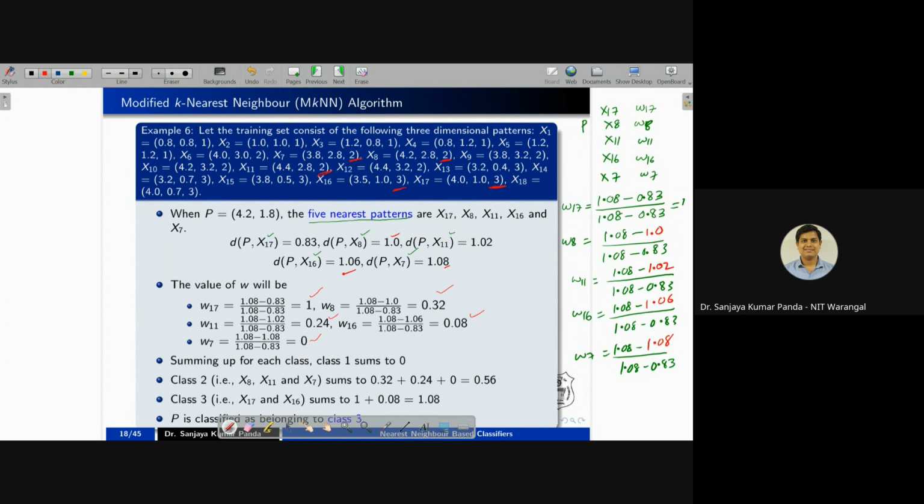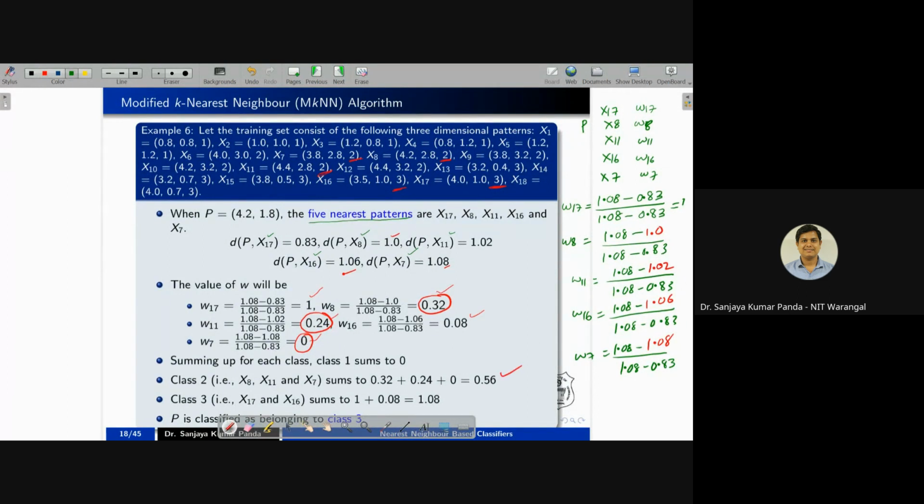But we have to see the weight wise. So we have to sum the weight of X7. X7 is 2. X8. Another one is X11. These three we have to add. How much will you get? You will get, yes, 0.56.